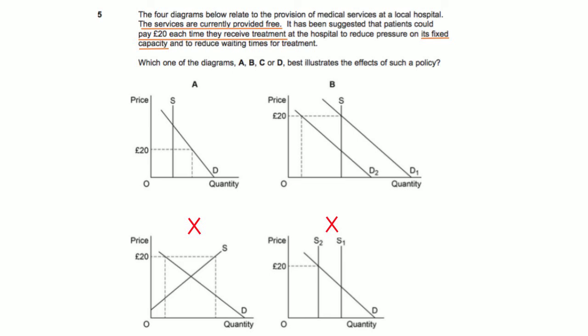The first 2 key pieces of information that we found out is that the service was currently free, and now the consumers are going to have to pay £20 per visit. This price increase from £0 to £20 is a movement up the demand curve. This is because there is a change in price and there isn't a change in any factors that would cause a shift in the demand curve. Therefore, the correct answer for this question is A, and option B is wrong because there is a shift in the demand curve.